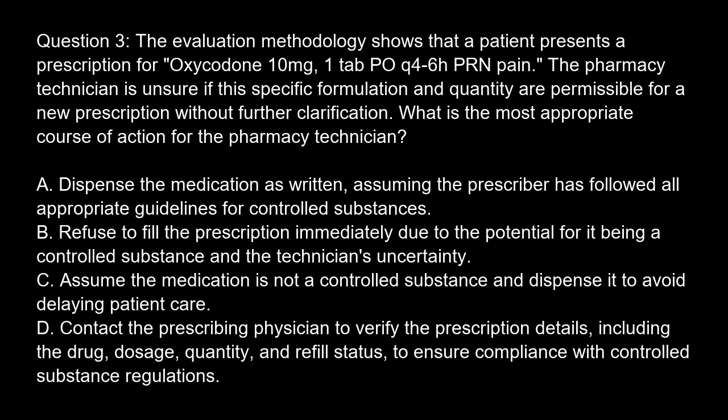Option A. Dispense the medication as written, assuming the prescriber has followed all appropriate guidelines for controlled substances. Option B. Refuse to fill the prescription immediately due to the potential for it being a controlled substance and the technician's uncertainty. Option C. Assume the medication is not a controlled substance and dispense it to avoid delaying patient care. Option D. Contact the prescribing physician to verify the prescription details, including the drug, dosage, quantity, and refill status, to ensure compliance with controlled substance regulation.